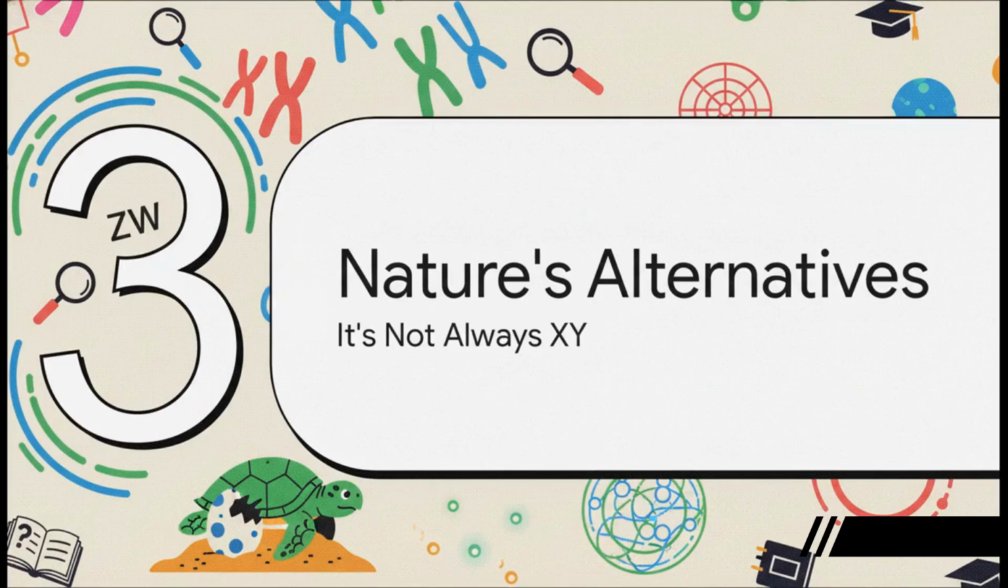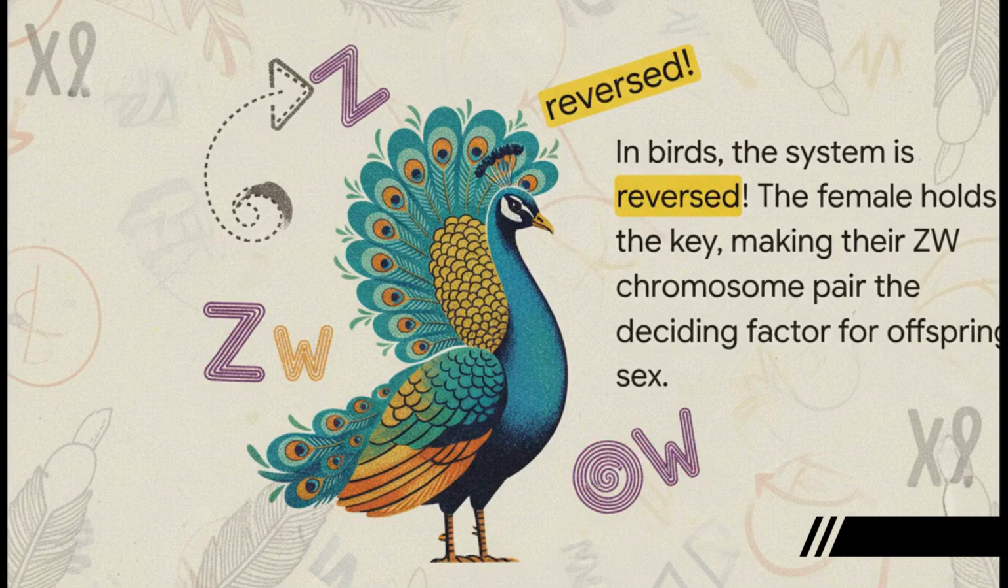All right, so we've got the human system down, but, and this is super important for your exam, that's not the only way it's done in nature. Not even close. The XY system is just chapter 1, and you better believe that your examiners want to know if you've read the other chapters too. They love throwing these curveballs at you. Okay, get ready, because we're about to enter a world where the rules are completely backward from what we just learned.